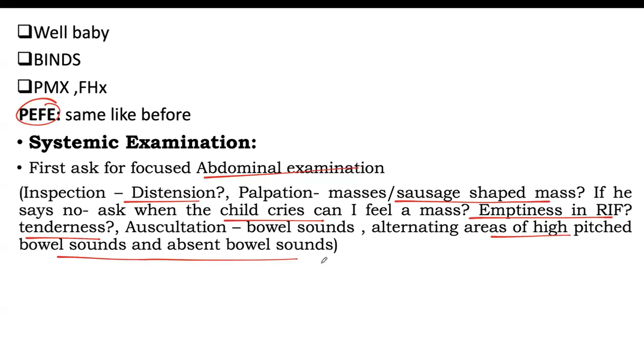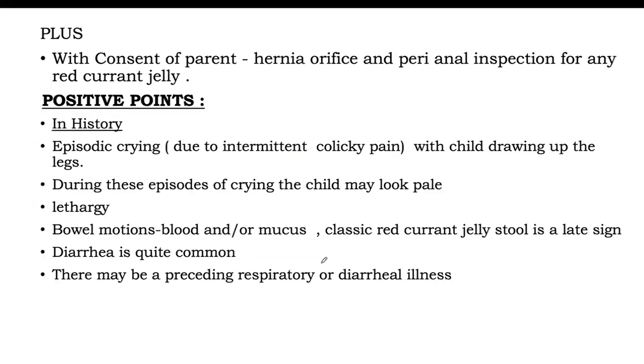That might be the only thing in the exam. Sometimes they can give you everything: sausage-shaped mass, alternating high-pitched and absent bowel sound. So you should definitely know what could be the positive findings, but it doesn't mean that they will always be there. So with the consent of the parent, definitely check the hernial orifice and per-anal inspection for any red currant, jelly-like stool.